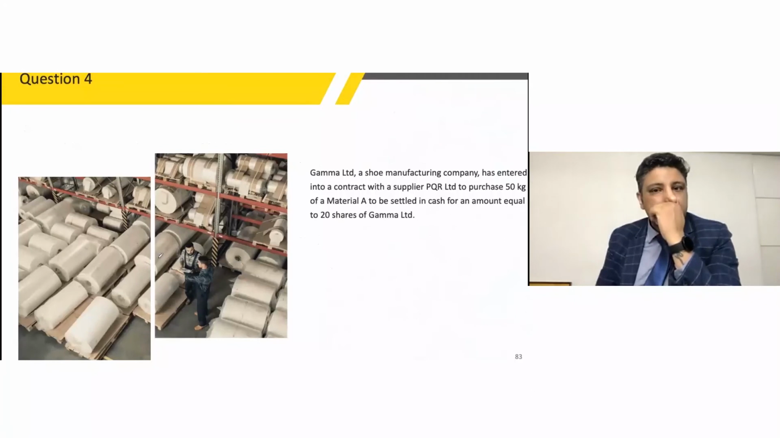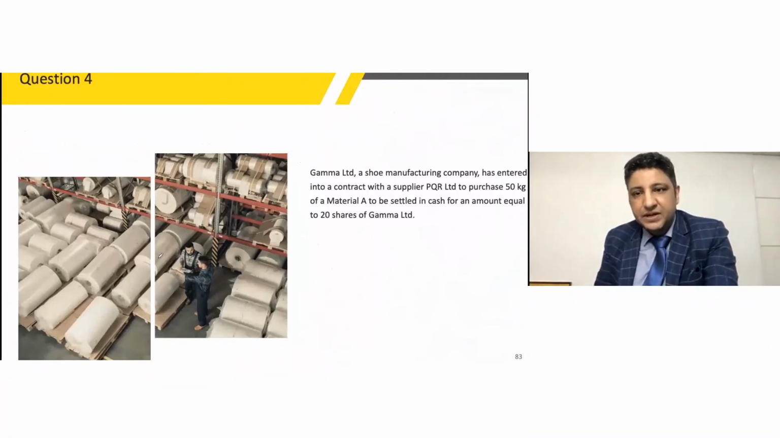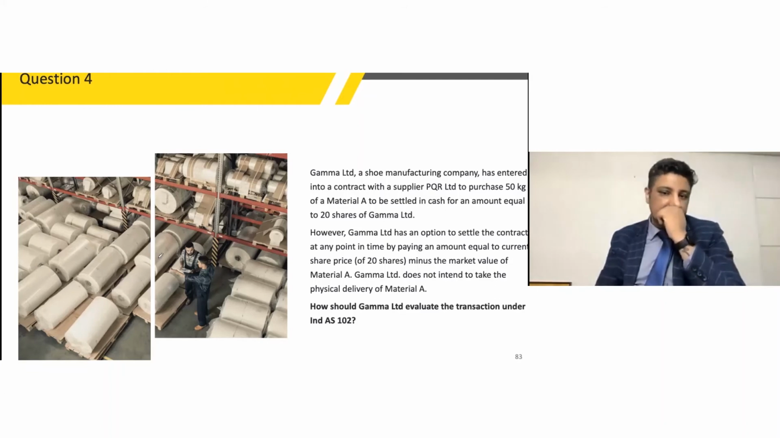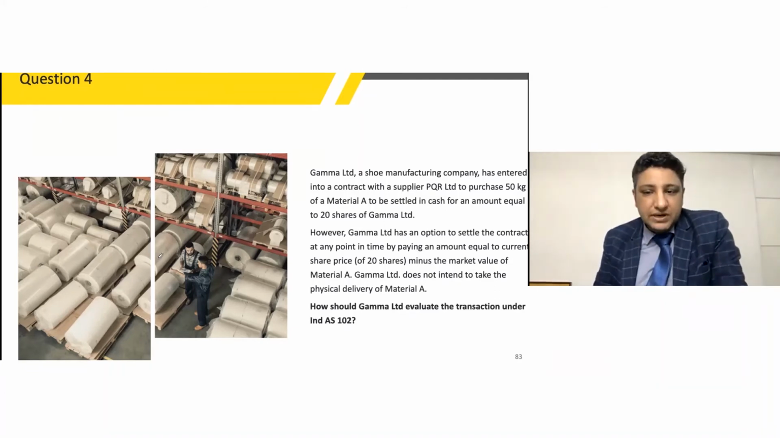Now, we have provided this question where it says that Gamma Limited, a shoe manufacturing company, has entered into a contract with the supplier PQR to purchase 50 kgs of a material A to be settled in cash for an amount equal to 20 shares of Gamma Limited. However, Gamma Limited has an option to settle the contract at any point in time by paying an amount equal to the current share price of 20 shares minus the market value. Now, Gamma Limited does not intend to take the physical delivery of material A. The question's requirement is, how should Gamma Limited evaluate the transaction under Ind AS 102?